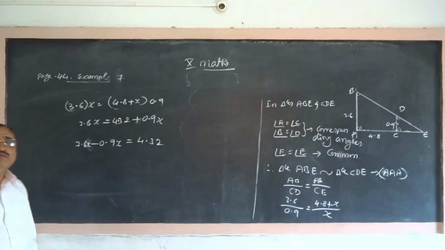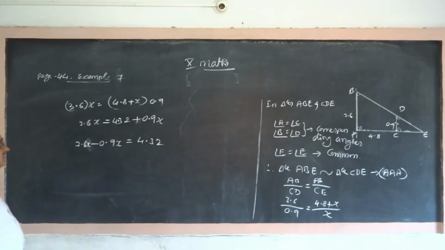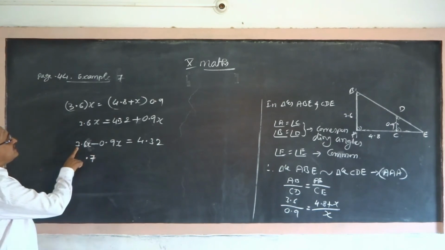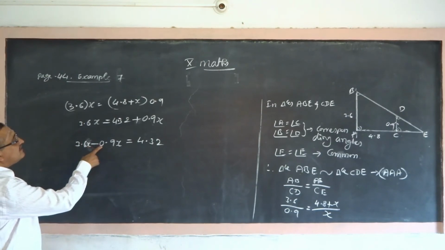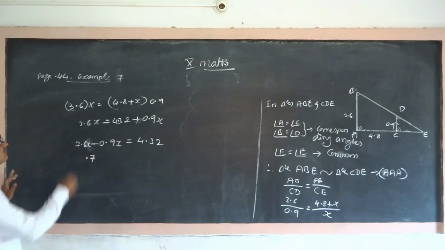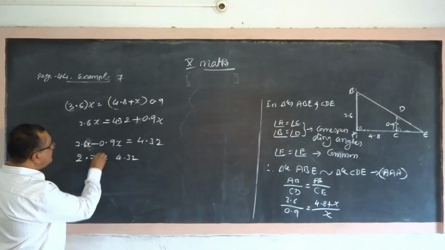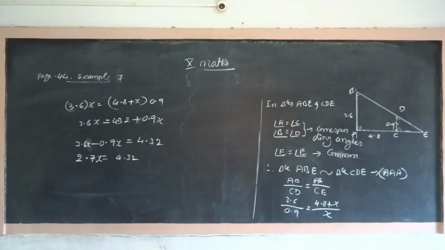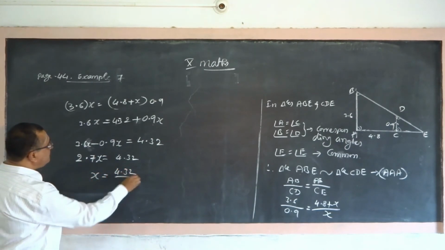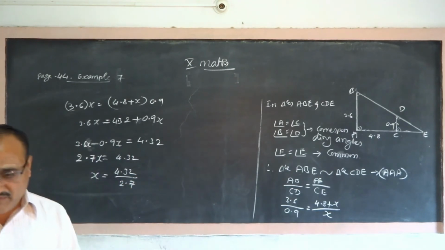36 minus 9, how much? 16 minus 9, 7. Put the decimal here, it is 3. Here it is 3 minus 1, 2. 2 minus 0, 2. 2.7x equals 4.32. Cross multiply, x equals 4.32 by 2.7. Now simplify this. Again you will simplify.